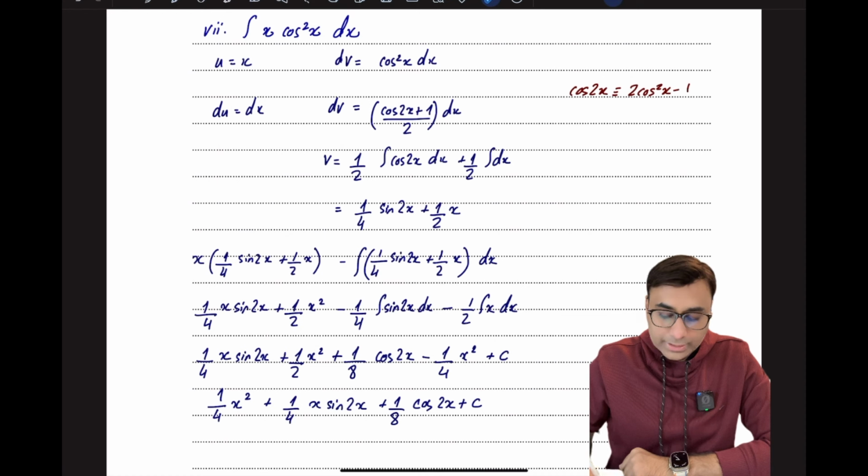When I open this up, I get one integration of sine 2x, another integration of x that can be integrated directly, and I will get myself overall results. Sine 2x would integrate as negative 1 upon 2 cos 2x, and x would integrate as x square upon 2, and that can be simplified into this final result.